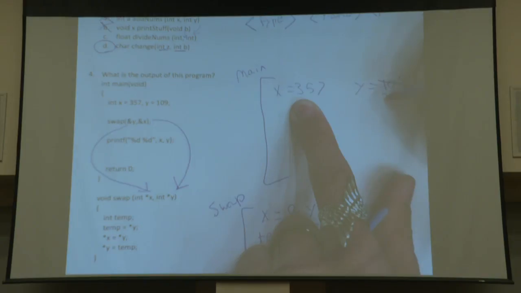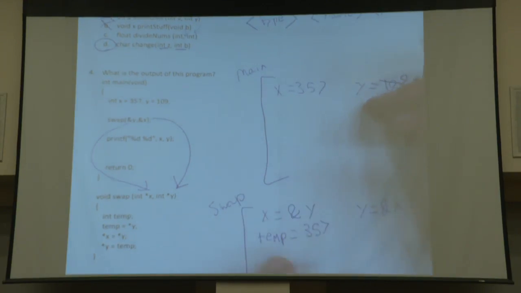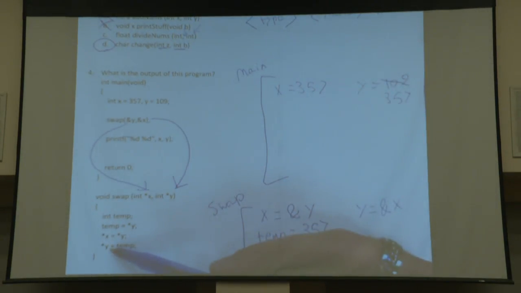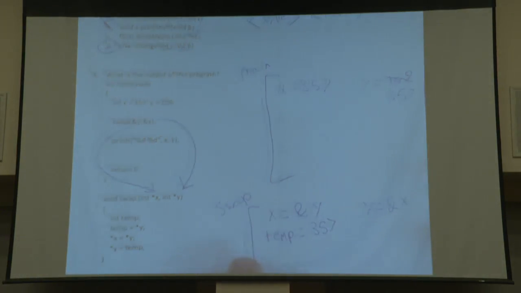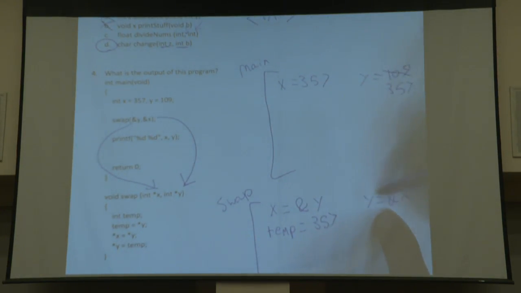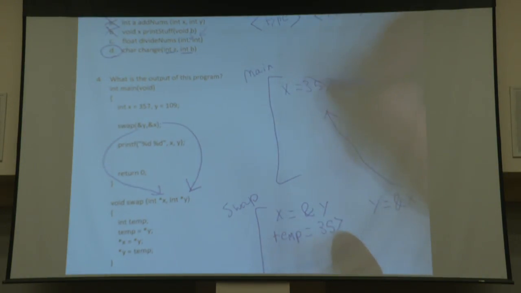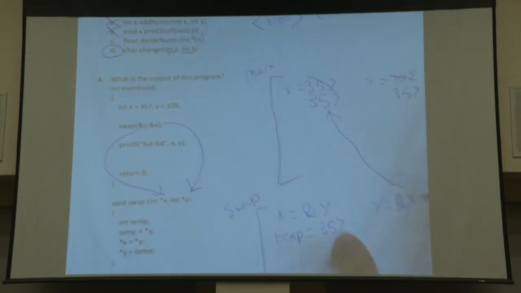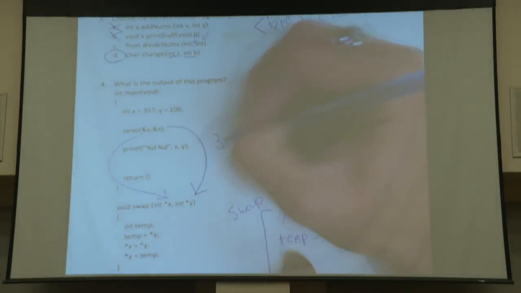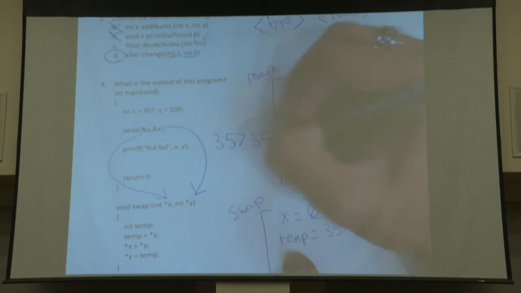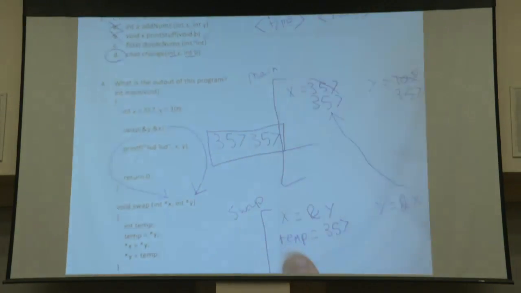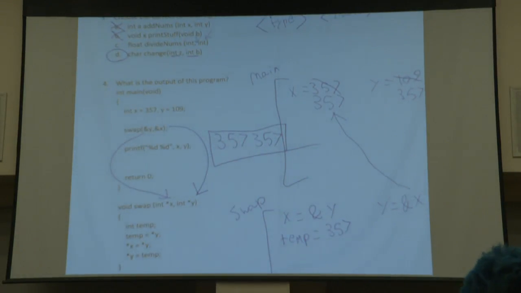So we change that to 357, and then we dereference y and say it's equal to temp. So we go to y, dereference it, and then go to x and set it equal to 357. So same thing. So then when we do print it out, it's going to be 357, 357. Any questions?